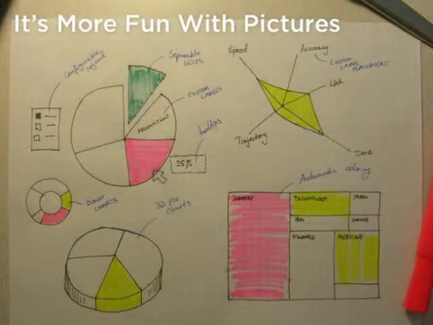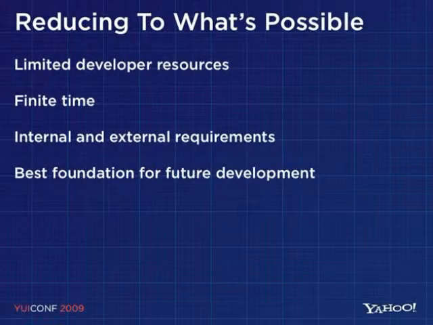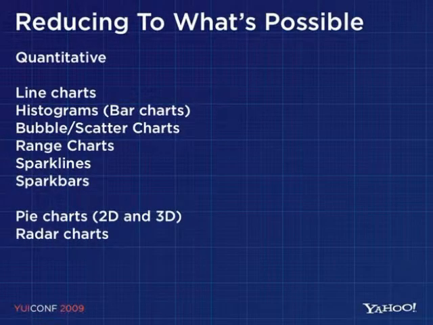So like I said, limited developer resources, finite time, and requirements. What do people ask for most? What do we need to get to first that people are asking for? And what's best to provide a foundation for any future development we're going to do in this area? And so quantitative charts is what we narrowed it down to. At that point, we said, okay, quantitative charts is what we're working on, let's start building it. Let's start architecting it. Let's start making decisions about the architecture.